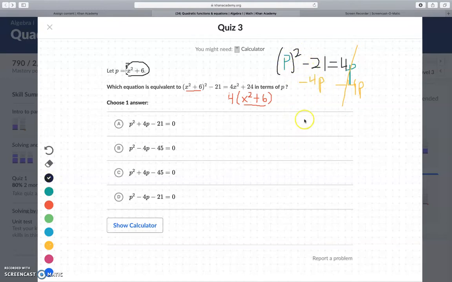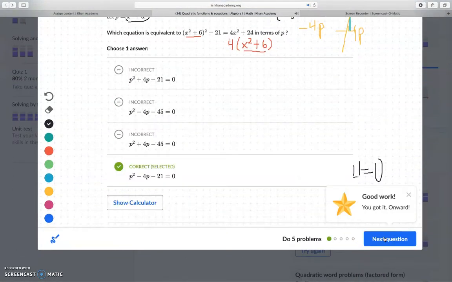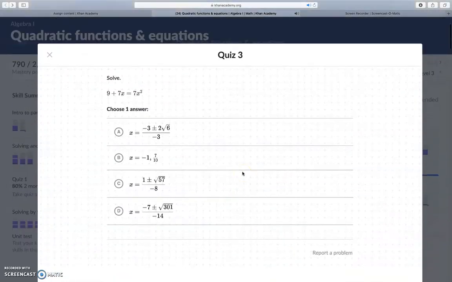So what we end up with is p to the power of 2, minus 4p, minus 21 equals 0. And if we look at our options, it should be D. A and D are very similar, but we want a minus 4p. Awesome. Let's keep going.